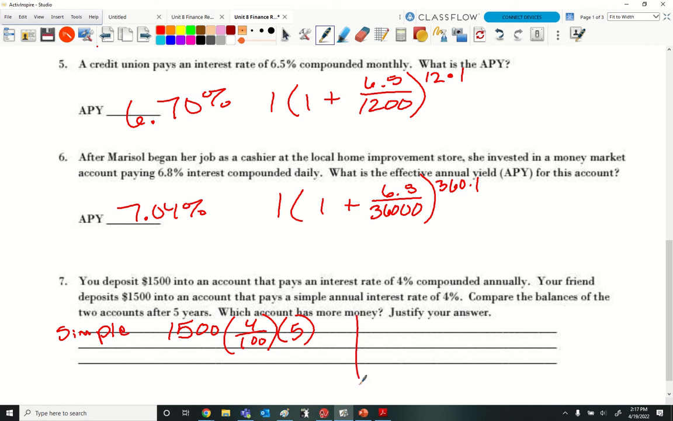Now compound. Compound already has it included. It's going to be 1,500 times 1 plus 4 over 100, compounded annually. Raised to 1 times how many years? 5. There we go. Thank you.